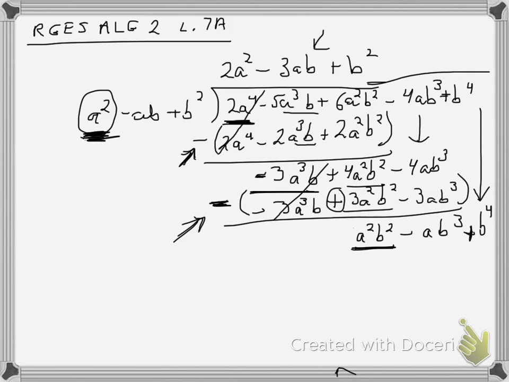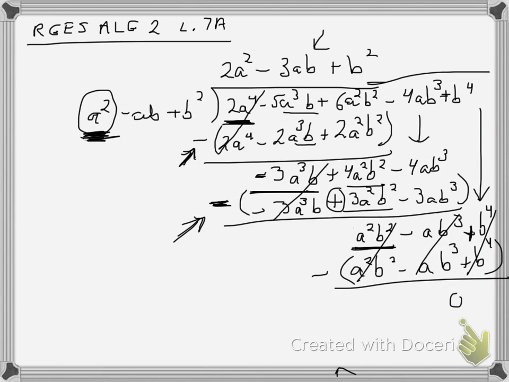Distributing back to multiply by all three terms, I get a squared b squared minus a b cubed plus b to the fourth. Okay. Now, subtracting, I'm going to get these to cancel out. Minus 1 minus a negative 1 would be minus 1 plus 1. These will cancel out. And b to the fourth minus b to the fourth, these will cancel out. So I have no remainder in this particular example. And this is my answer up above, just as it would be in any long division problem.